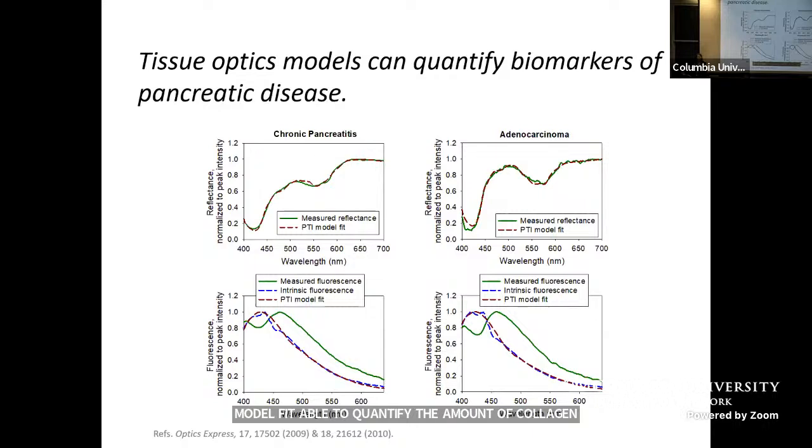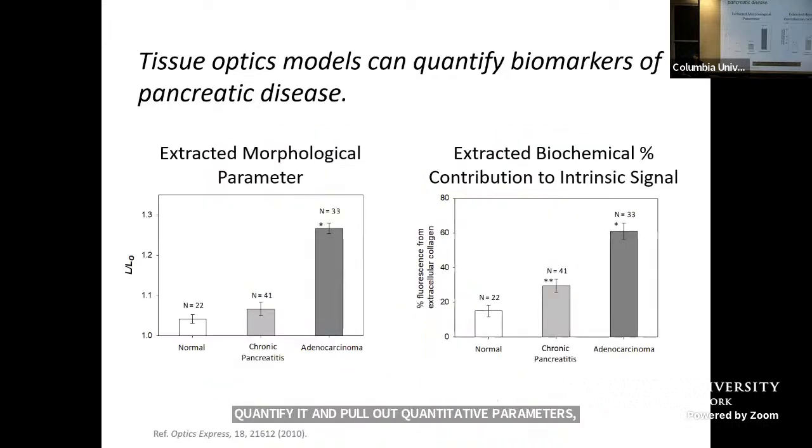So all of that to say that we can take the data that we could very easily see by eye, see the differences, and actually quantify it and pull out quantitative parameters, numbers. And so let me show you what that looks like over dozens of measurements. So these models were able to look at the reflectance data and pull out a morphological parameter. So this is the relative increase in size of scatterers relative to canonical normal pancreas.